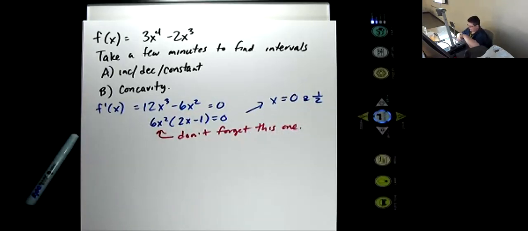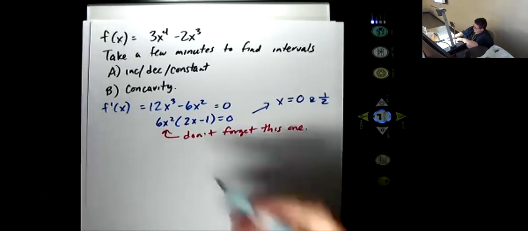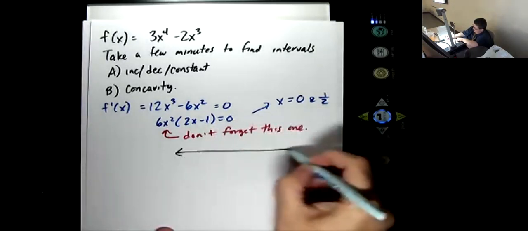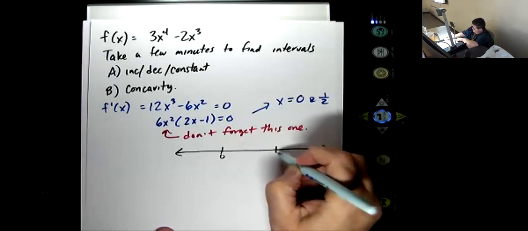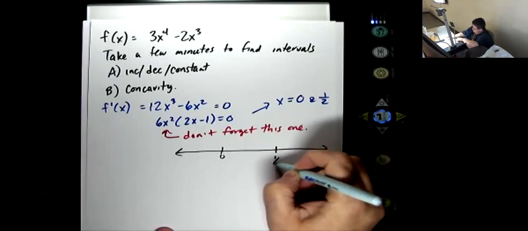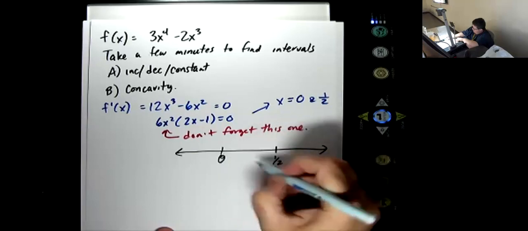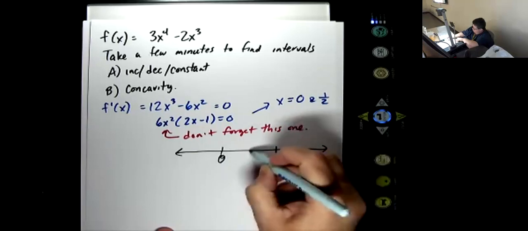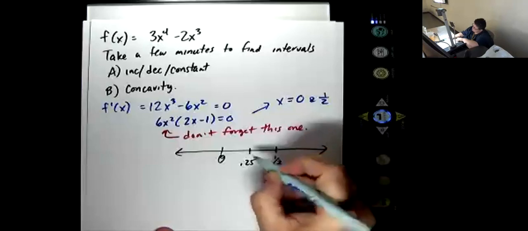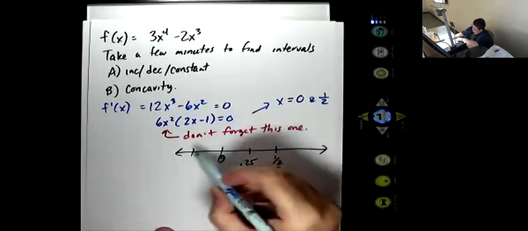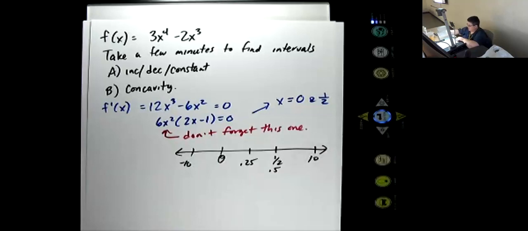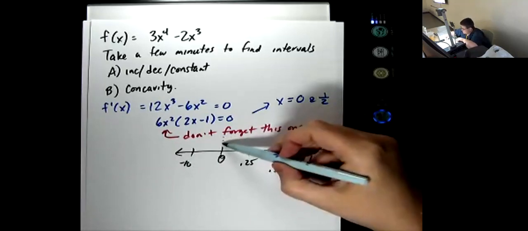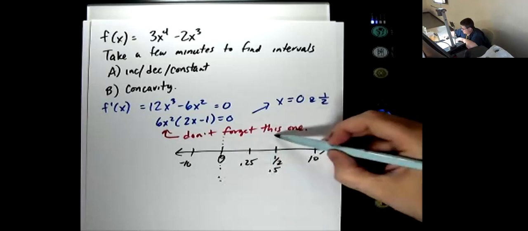So we've got, let's see what we got. Doesn't give us a lot of room to check, does it? So that's like 0.5. So maybe we do like 0.25 in the middle. Maybe -10, +10. These are our regions, 0 and 1/2.